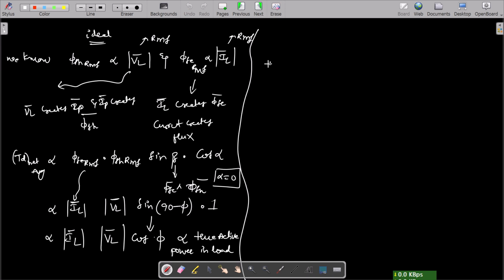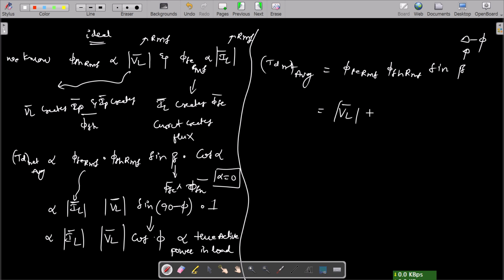Now here you can write that TD net average will be equal to phi SC RMS into phi SH RMS and sine beta, and let us assume alpha here also 0. This beta here is nothing but delta minus phi. That will be equal to VL and IL and sine of delta minus phi. Okay, this is an error value in a practical case.